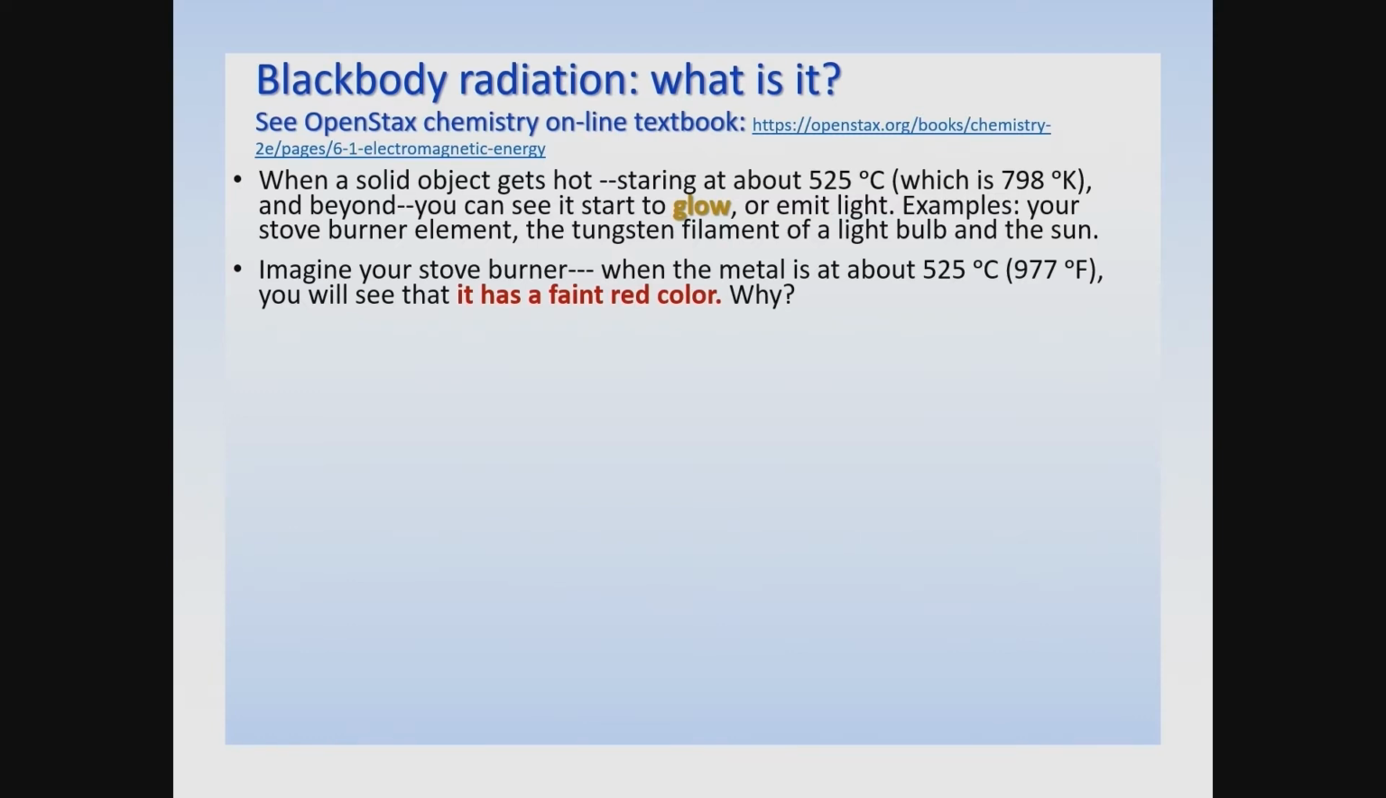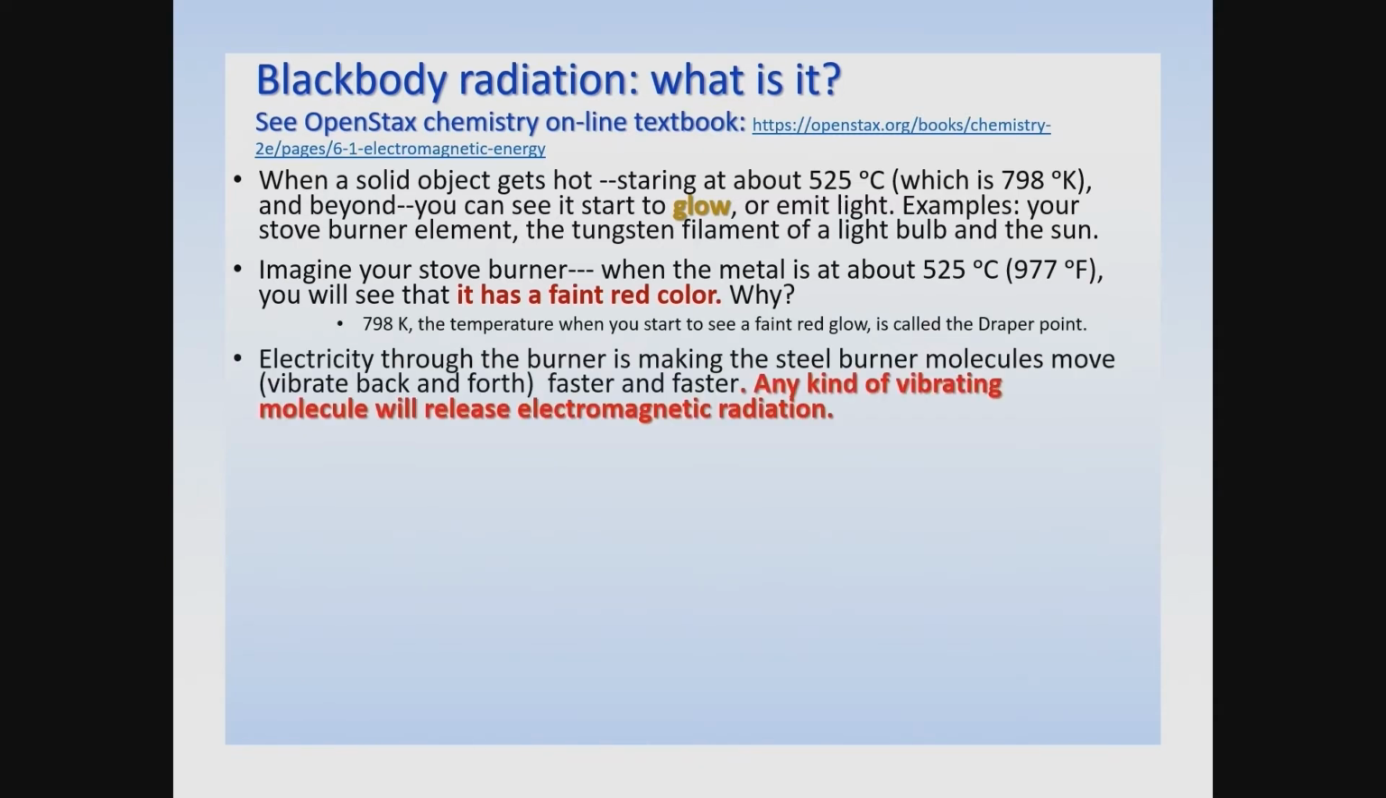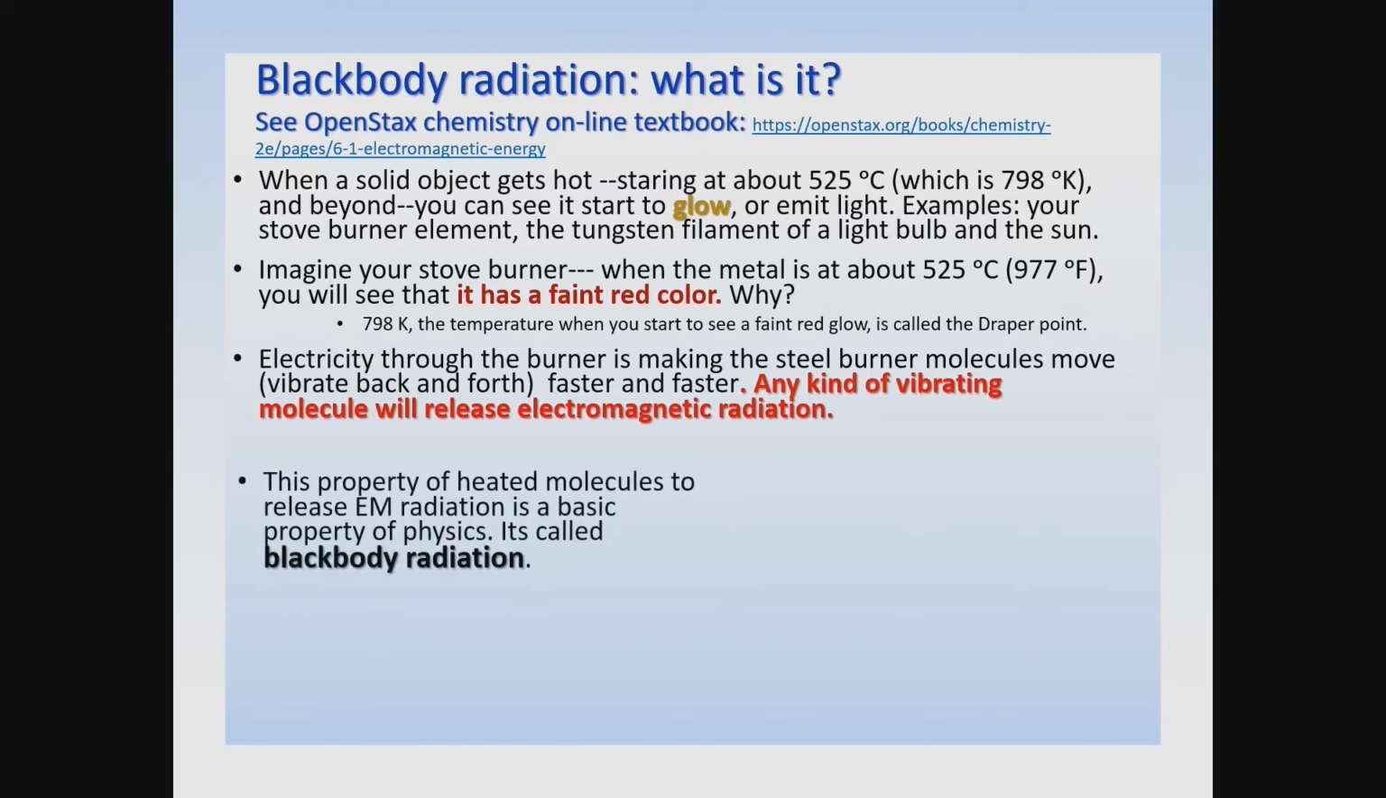Now, how hot does the burner need to be for you to start seeing it glow as a dark red color? It has to be at about 525 degrees Celsius, which is almost 1,000 degrees Fahrenheit. If you were to continue to heat up that burner, you will observe that as it's getting hotter and hotter, it goes from a deep red color to a normal red color, and then it starts going into an orange color, and then more of a yellowish color. If it is able to get hot enough, it could get up to a white hot color.